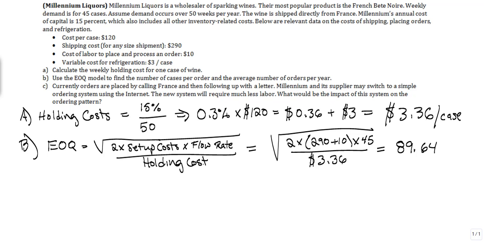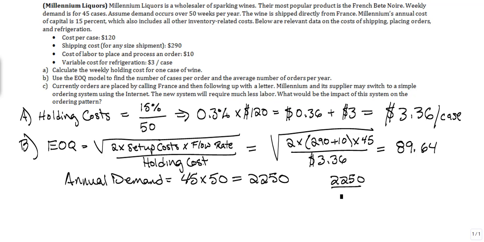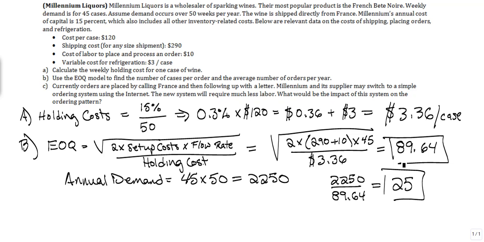To then determine the number of orders per year, we must determine the annual demand, which is equal to the weekly demand of 45 times the 50 weeks of demand, or 2250. Dividing 2250 over 89.64 gives us an approximate number of orders per year of 25. These are the answers to Part B.